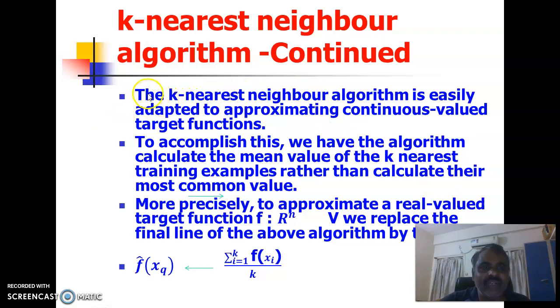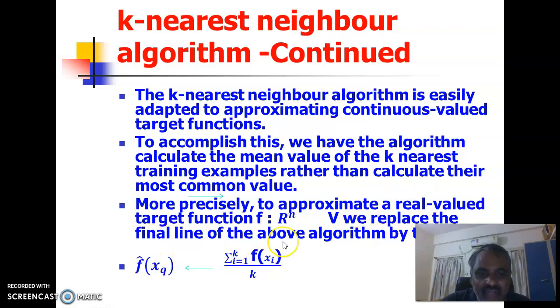Now that was for discrete valued classifications. Now let's go for continuous valued classifications or target functions. The k nearest neighbor algorithm is easily adapted to approximating continuous valued target functions. To accomplish this, we have the algorithm calculate the mean value of the k nearest training examples rather than calculate their most common value. More precisely, to approximate a real valued target function, f is defined as R^n mapped to V.